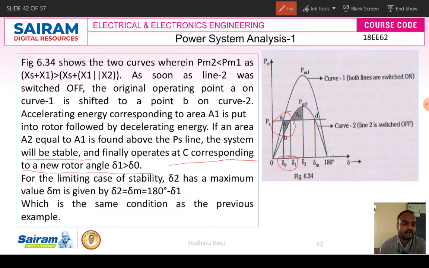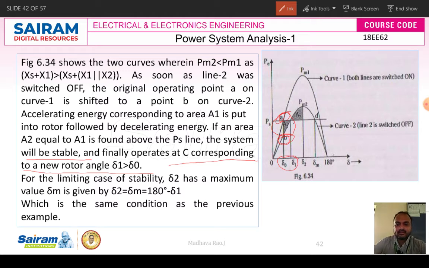So, when the power is decreased due to one of the lines being disconnected, here you can see line 2 is switched off. When line 2 is switched off, curve 1 is shifted to point B, so from A to B it will decrease. Before switching off, the system is operating at point A. When one line is disconnected, it shifts to point B.